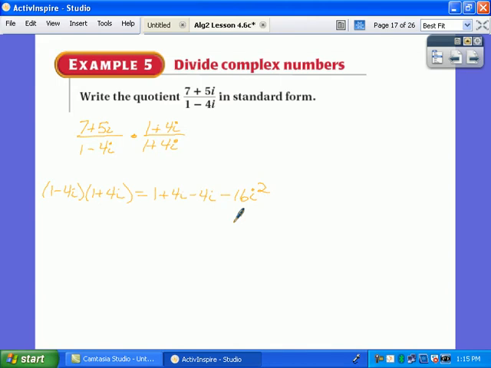But of course, we know what i squared equals. i squared just equals -1. So what happens here is we get 1 plus 4i minus 4i. So those two terms are gone. And then I have minus 16 times -1. So this is really just plus 16. And we get a number in the denominator here that is just 17.